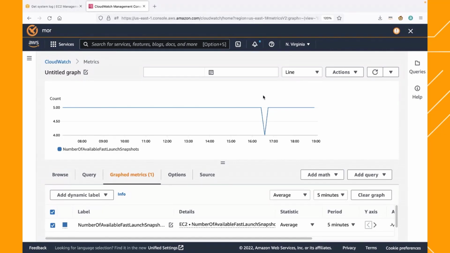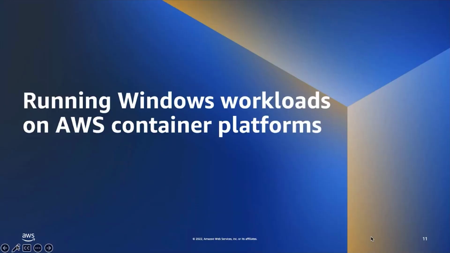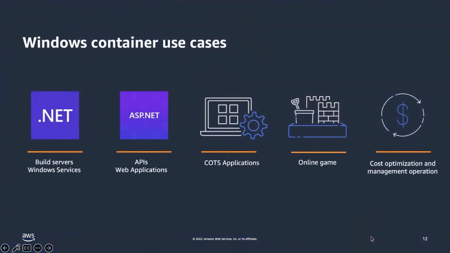Cool. So now let's shift gears and talk about Windows containers. So let's talk now about running Windows workloads on AWS container platforms. So we have seen some trends with our customers that customers are willing to use Windows containers, right? So customers figured out it's easy to containerize a Windows application and leverage all the container platform and container ecosystem to run those kind of legacy applications per se.